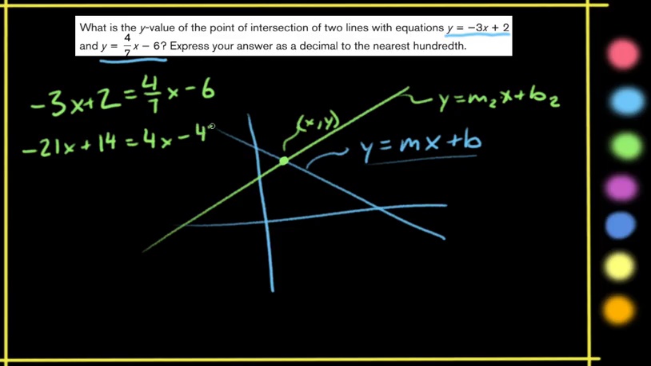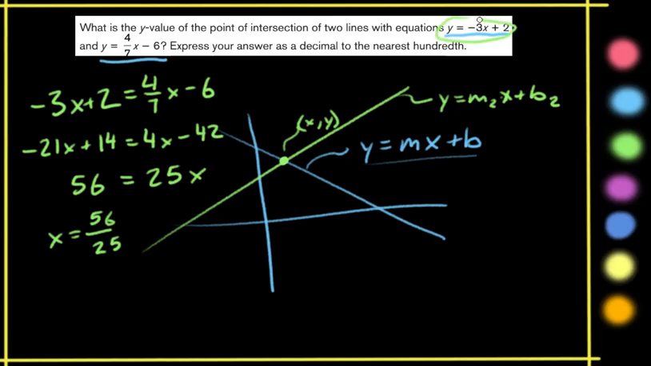And if I put all the x's on one side, let's move it onto this side. And we'll move the constant values over here. So I'm going to add 42 and 21x. So this is going to give me 14 plus 42, which is 56. And that's going to be equal to 21x plus 4x, so now I'm going to have 25x. So my x value is going to be 56 over 25.